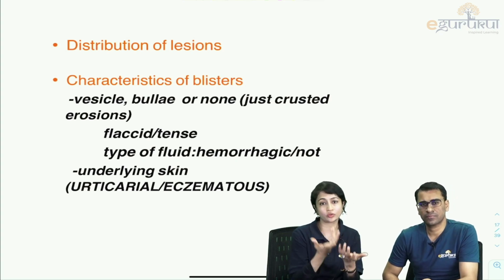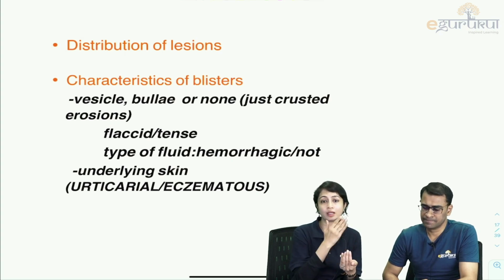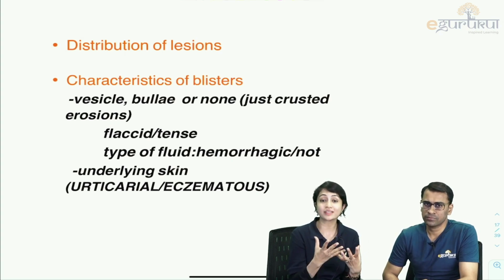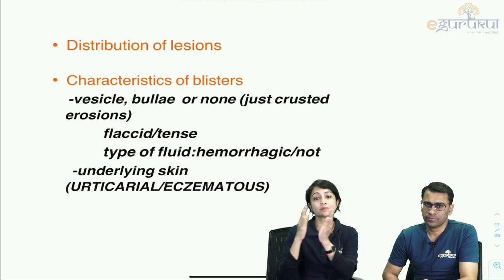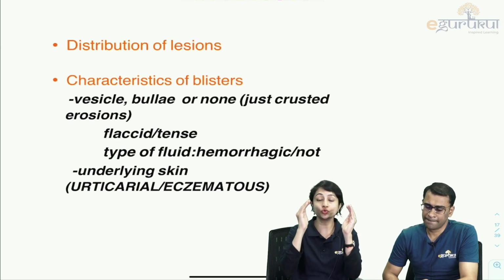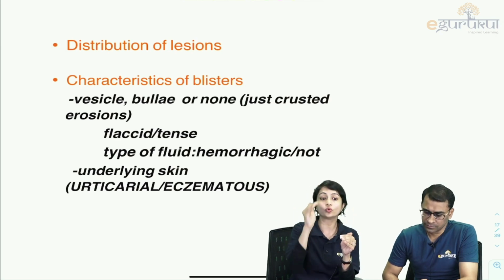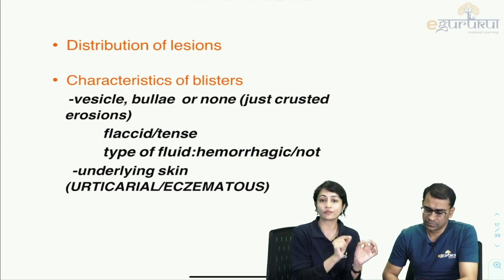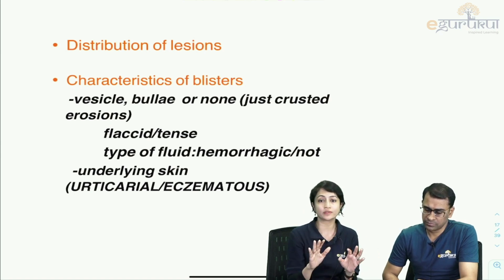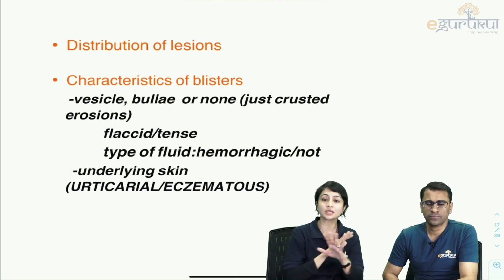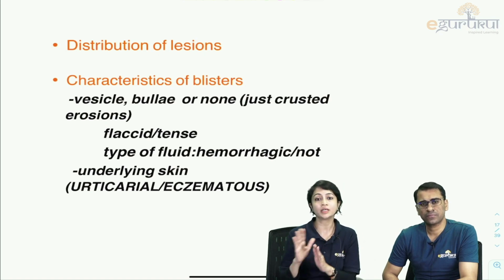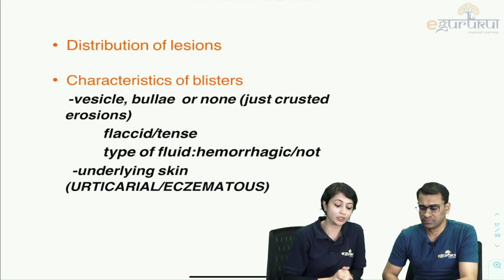What is flaccid? Flaccid is like an old grape, an old blown balloon. It's a little deflated. So my intraepidermal disorders are always flaccid. Again, the same reason: there is a very thin roof. Whereas my subepidermal disorders would usually be tense because they have a thick roof over them. So the presence of flaccid or tense bullae is something they will usually ask in an exam. Once you see flaccid, always think of intraepidermal. Tense, always think of subepidermal disorder.